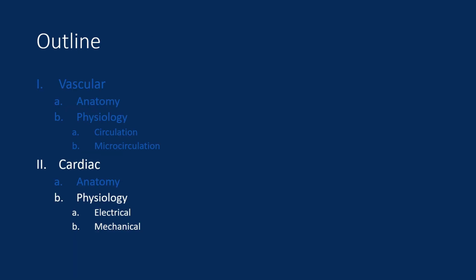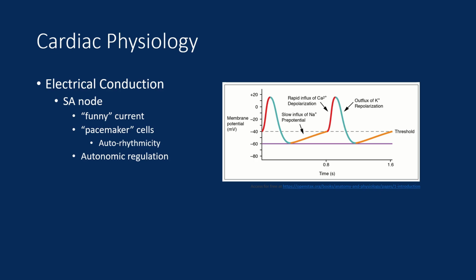So let's understand how this cardiac conduction system actually functions. So we've said that the SA node is the pacemaker of the heart, and it's said to be the pacemaker because it has autorhythmicity. It will generate its own rhythm for the heart to contract in a normal fashion.